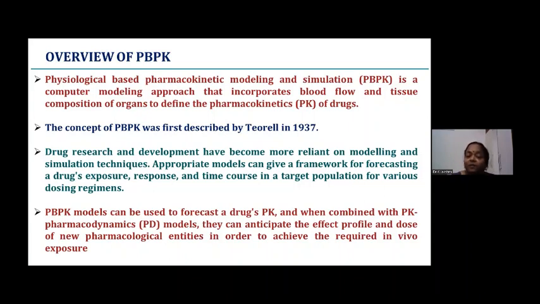So this concept of PBPK was first described by Teorell in 1937. Drug R&D has become more reliant on these modeling and simulation techniques nowadays. And appropriate models can definitely give a framework for forecasting the drug's exposure, the response, and the time course for the targeted population, that is pediatric, with different dosage regimens. This can also be used to forecast a drug's pharmacokinetics when combined with pharmacokinetic and pharmacodynamic models, and all the other pharmacological entities can also be explored to achieve the required in vivo exposure.